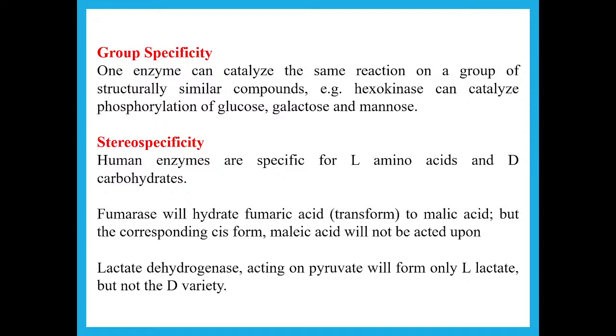Stereo specificity means specificity for L amino acids and D carbohydrates. Fumarase will hydrate fumaric acid to malic acid, but the corresponding cis form, maleic acid, will not be acted upon. So, which type of specificity is this? Stereo means structural orientation in space, specific means for the particular compound. Lactate dehydrogenase acts on pyruvate to give only L lactate, not the D variety. So, L and D specificity, I hope you know it. What is L and D? Small l and small d, large L and large D, you should know both.